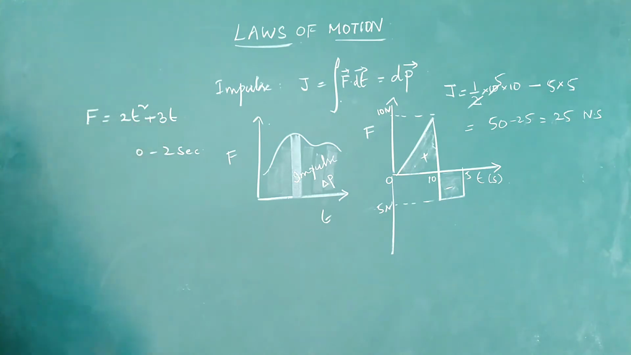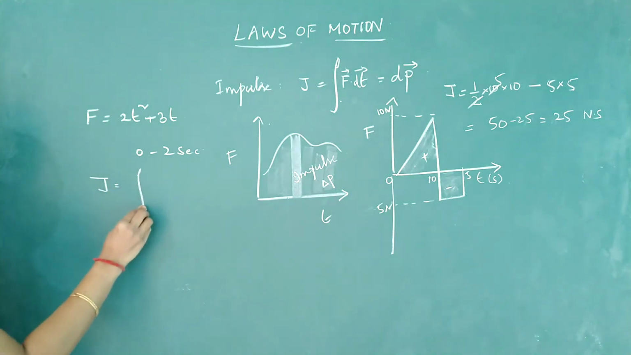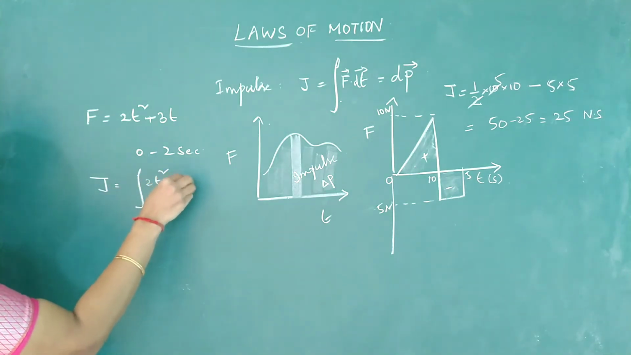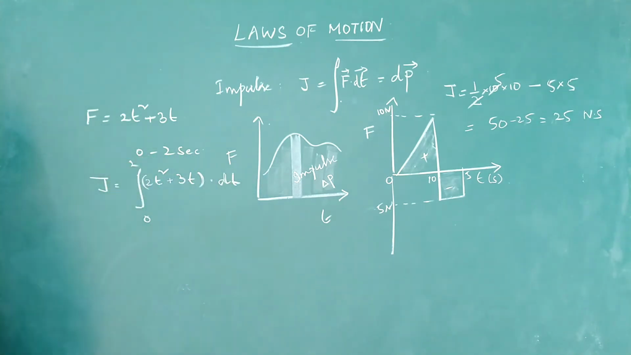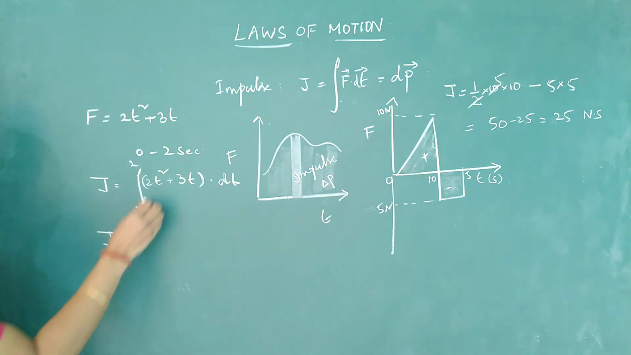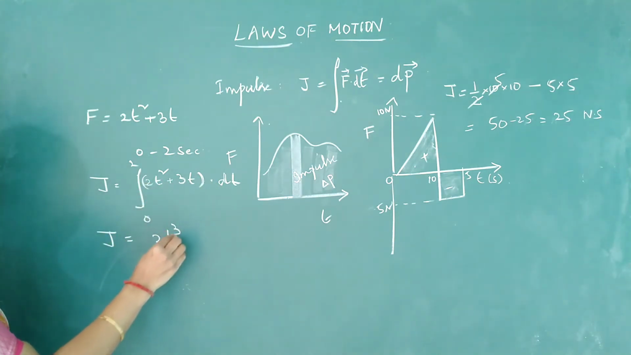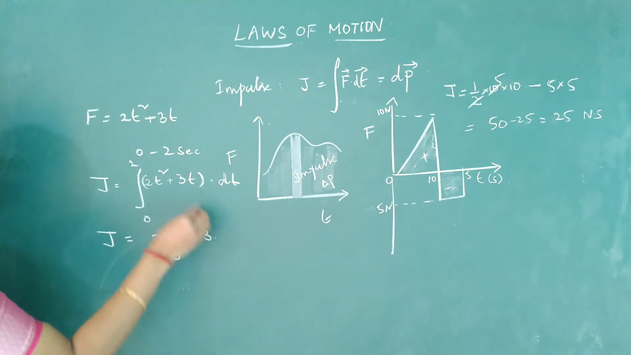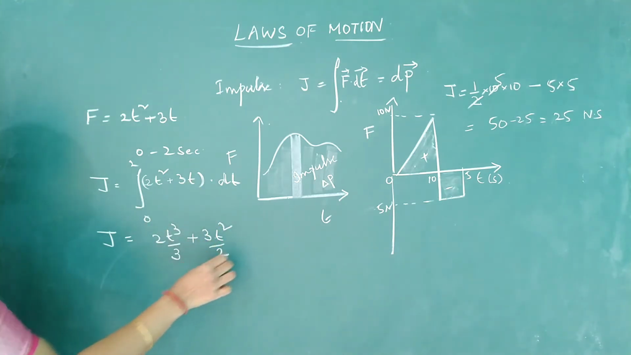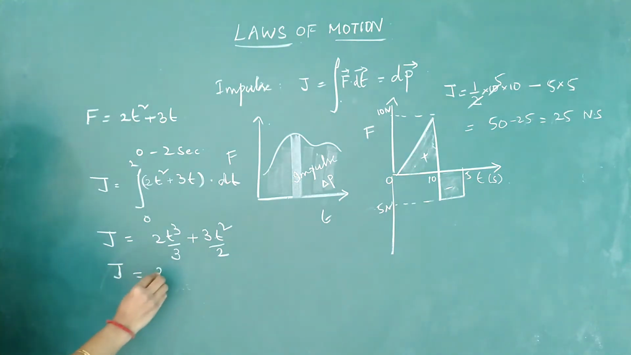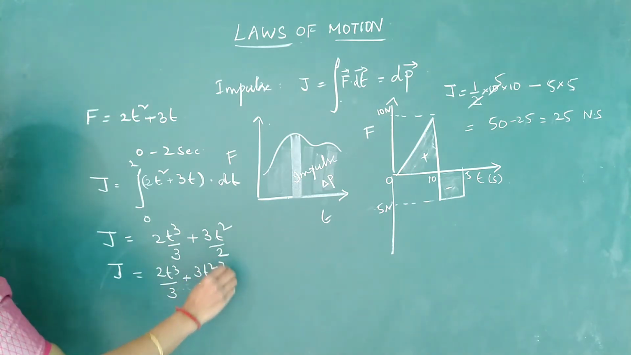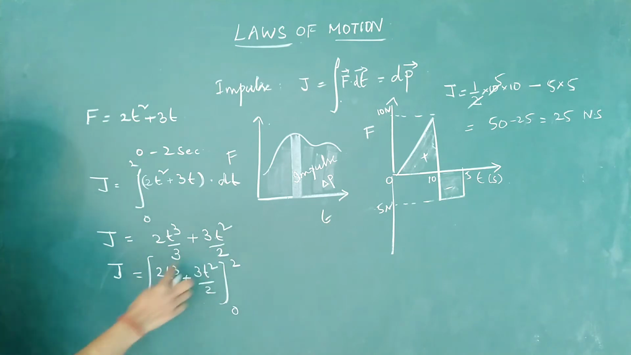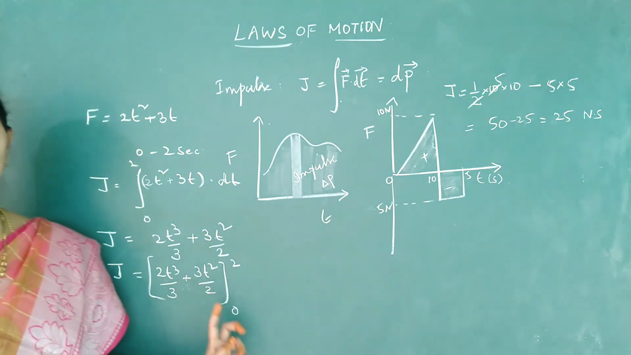If force is a function of time, then how do we calculate the impulse? J is equal to the integral of (2t square plus 3t) dt. From where to where? 0 to 2 seconds. Find out what should be the impulse. Integrating, we get 2t cube by 3 plus 3 into the integral of t, which is t square by 2. So impulse would be given by 2t cube by 3 plus 3t square by 2. What are the limits? 0 to 2. Substitute the limits and simplify. You can find out the impulse.